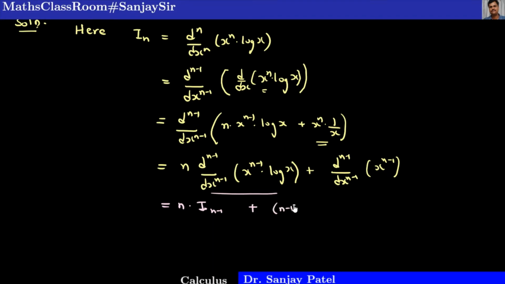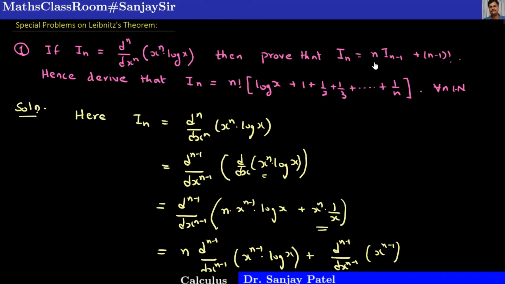For example, you know, if you have y is equal to x cube, then its third derivative d^3y by dx^3 is nothing but 3 factorial. So in general, nth derivative of x raised to n is n factorial. Fine. And the left hand side here is In. So we have proved that first relation, In is equal to n into In minus 1 plus n minus 1 factorial.